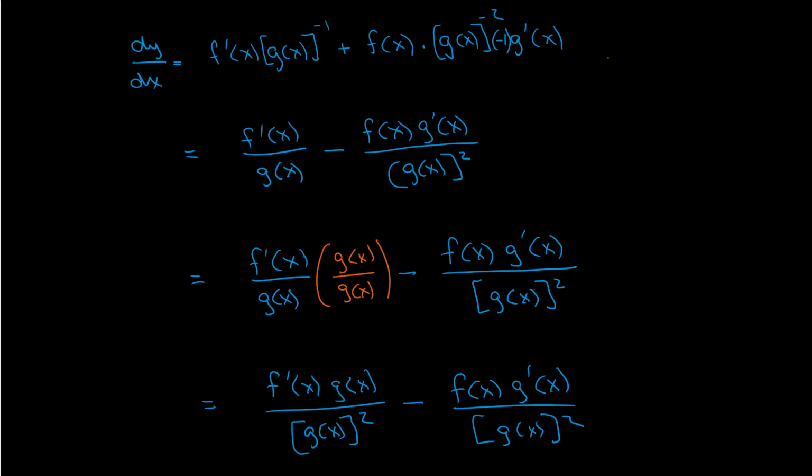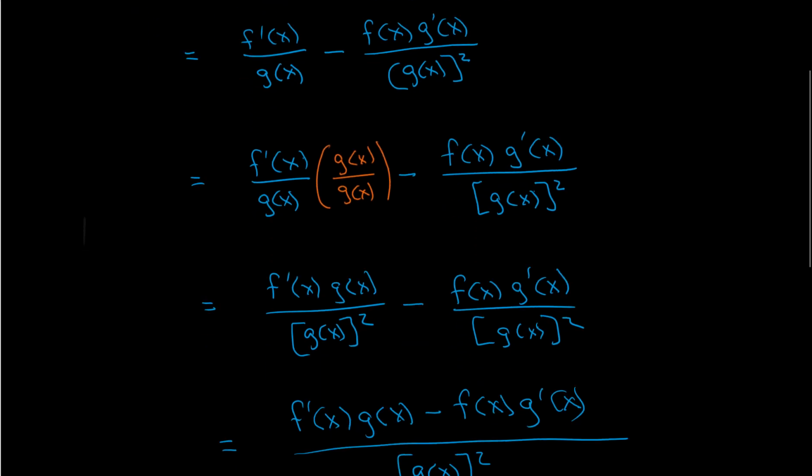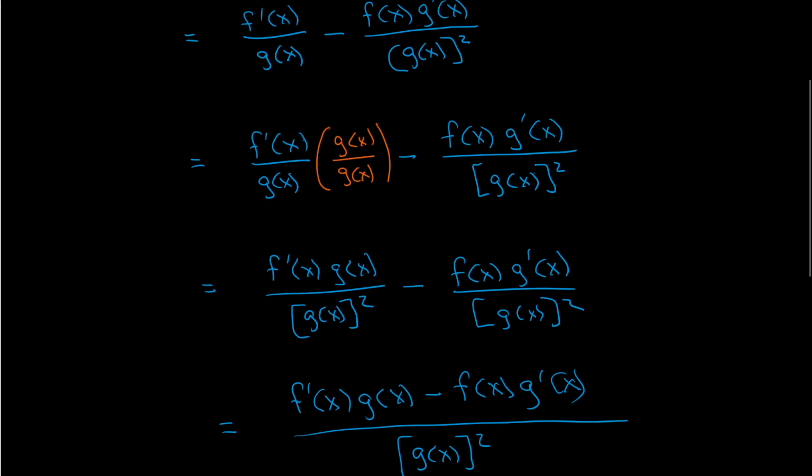At this point, we have two fractions. If we want to combine them, we need a common denominator. Well, the first fraction has a denominator of g of x. The second fraction has a denominator of g of x squared. That means our common denominator is going to be g of x squared. To accomplish that, all I'm going to do is take the first fraction, this one, multiply it by g of x over g of x, which will give me g of x squared in the denominator.